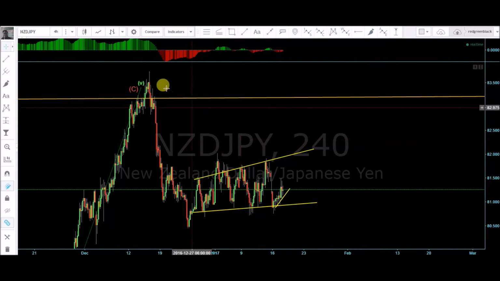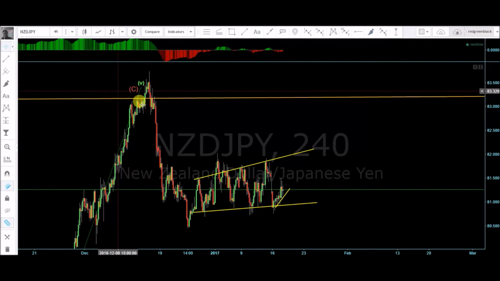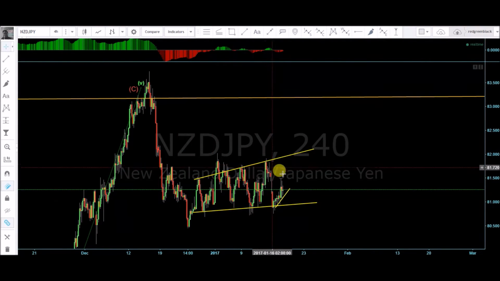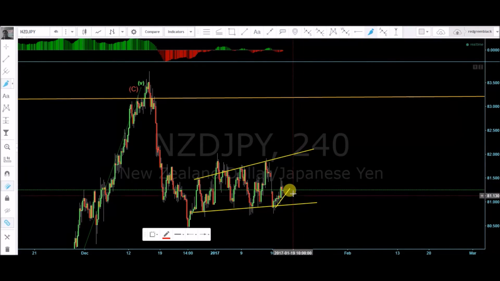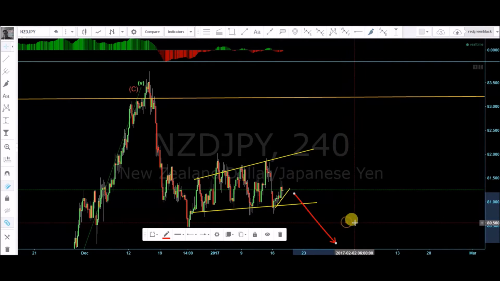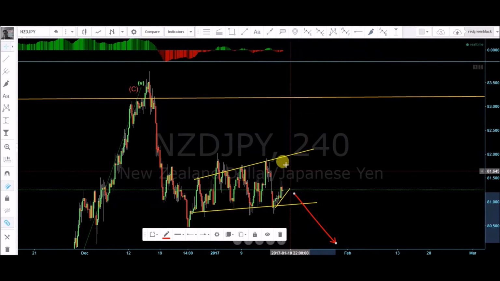Kiwi yen. I sold here from the top. I have a sell open right now from right here. It's making a flag up now. Could potentially have another impulse down. I'm still holding from right here. I have no intentions on exiting the trade yet.